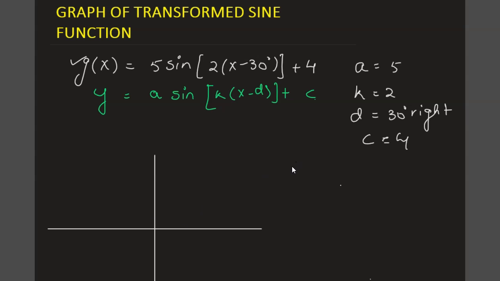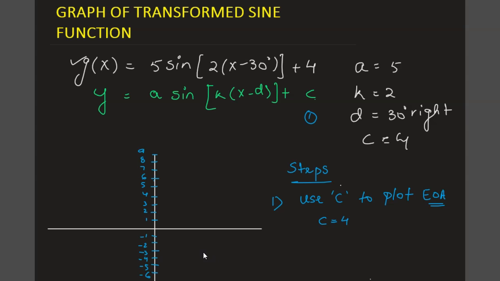Then I'm going to follow these steps in order to make it into a graph. The first step is to use c to plot the first thing on the axes. In this particular case, because c represents the equation of axes, we would use c = 4 in this example to plot our equation of axes. Let's say we mark 1, 2, 3, and so on on the axis. y = 4 is our equation of axes. And this is our equation of axes.